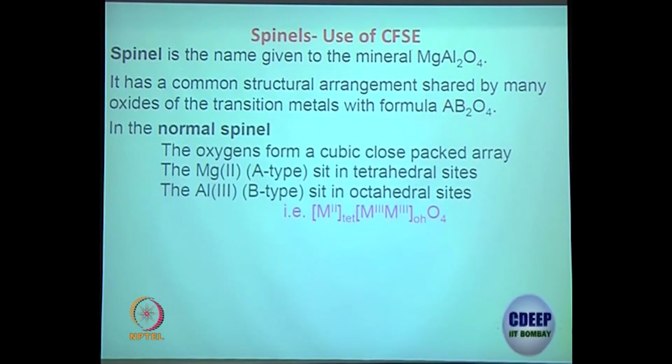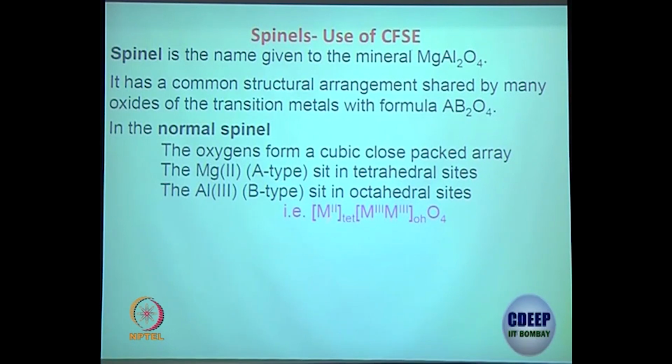AB2O4 is the general formula for spinel. There are two types of spinel: normal spinel and inverse spinel. No, we don't say abnormal, we say inverse spinel.